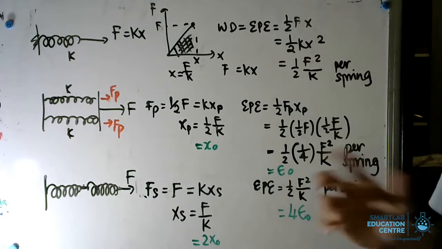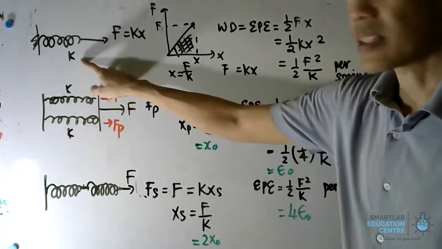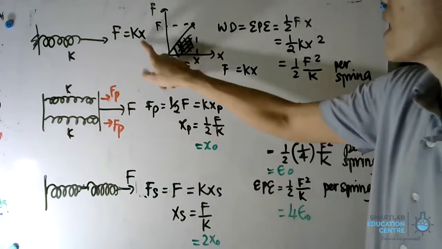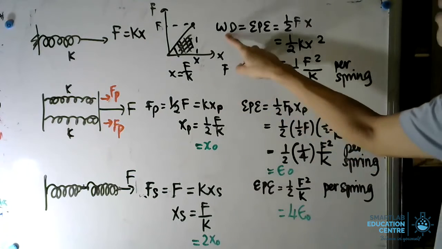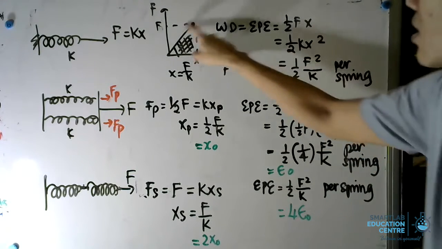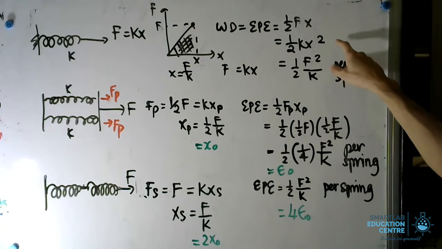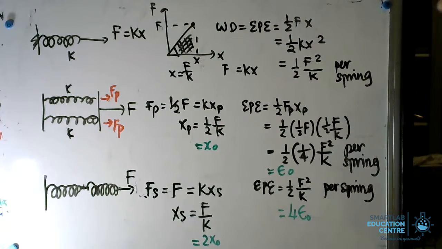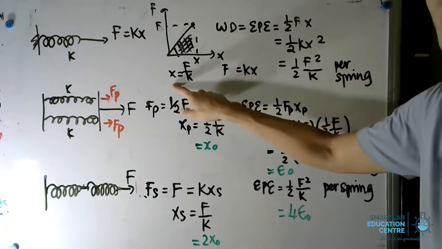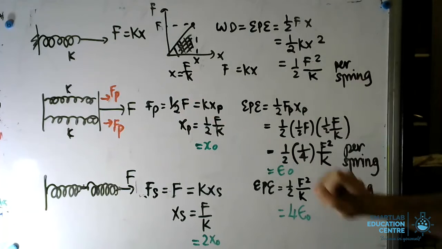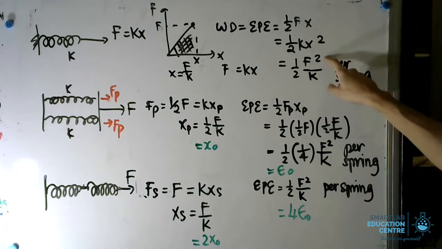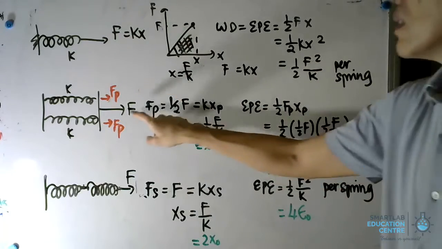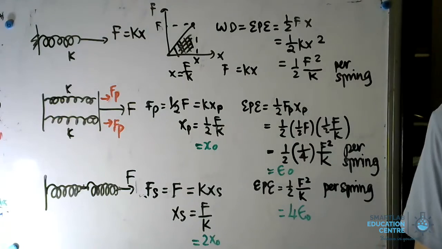Let's now take a look at the energy stored in an elastic spring. K is the spring constant, F is the force that's needed to extend the spring, and x is the extension. So in this case, the work done is equal to half Fx because it is the area under the graph, and that will give you half Kx squared because your F can be replaced with Kx. So with that, the extension of the spring is F divided by K, and the energy stored is half F squared divided by K.